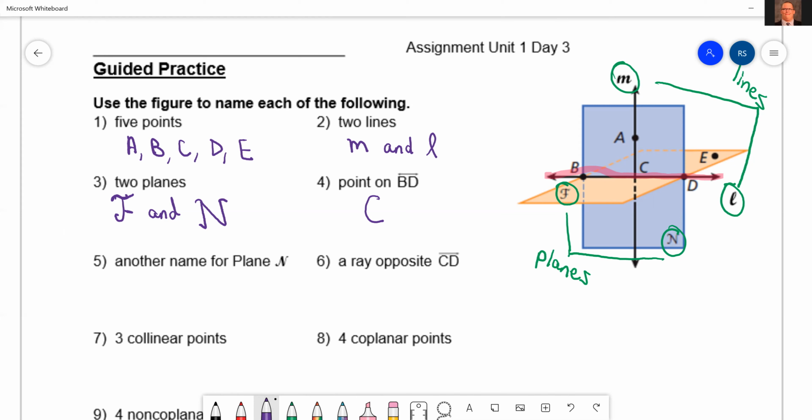Five, ask us for another name for plane N. Now, in the picture, plane N is what color? Blue. So we want 3 points in the blue plane. Question for you though. Can I say plane DCB? No. Why can't I say that? Those three are on the same line. So I'm going to take the C out. You want to take the D or the B out, you can, but one of them has to be replaced with A.